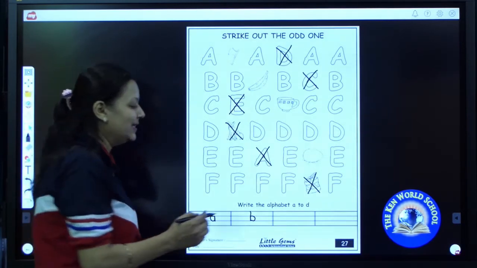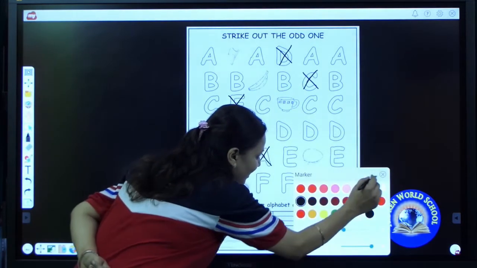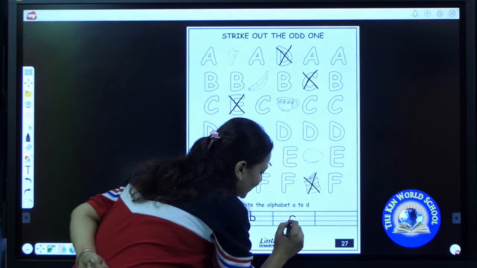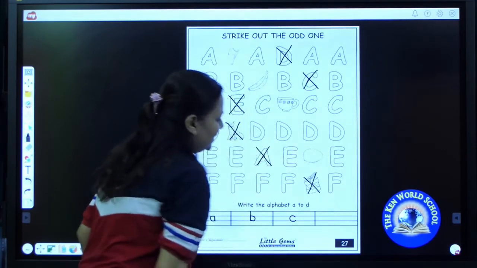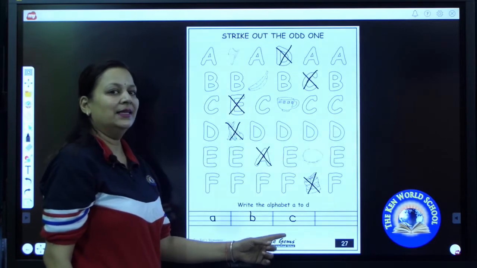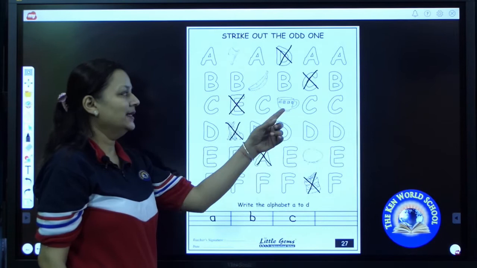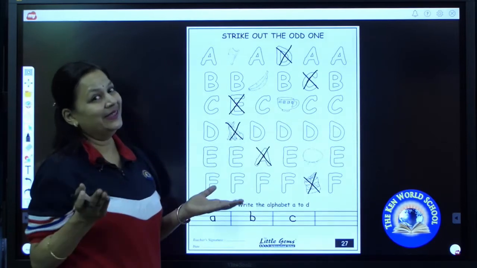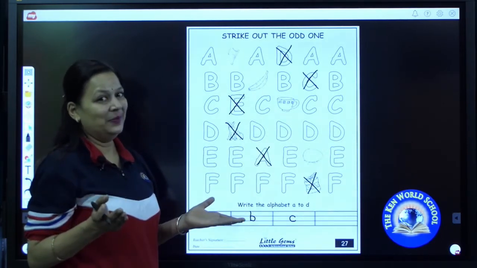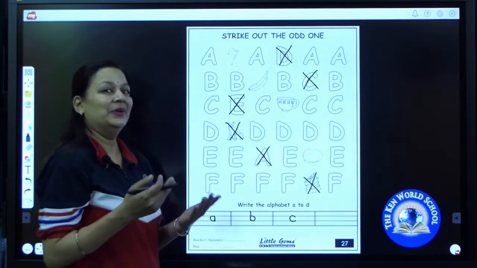Yes, it's C. Start it from the middle line and make a curve. C. C says K. C as in cup. Now it's your time. Write it properly. Write it nicely. Write it beautifully.